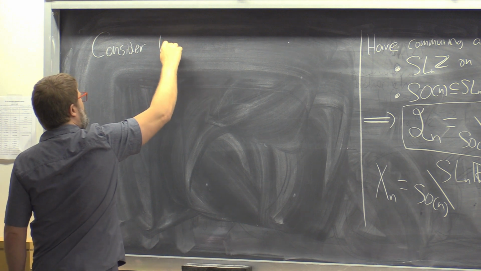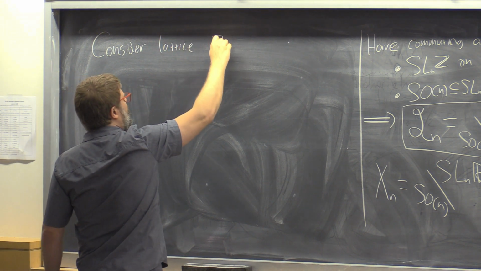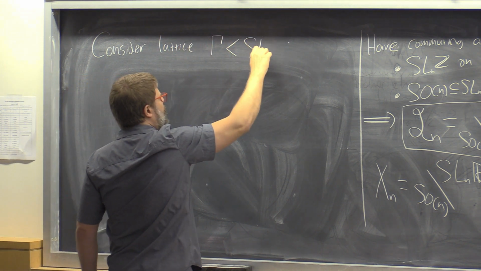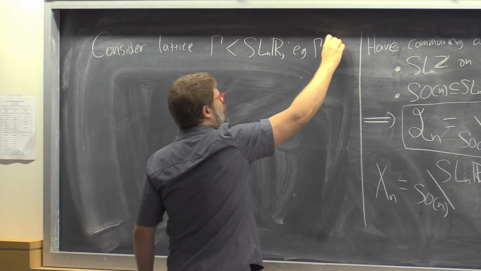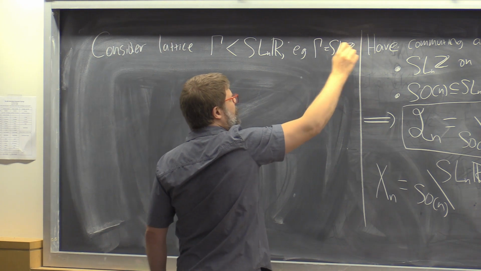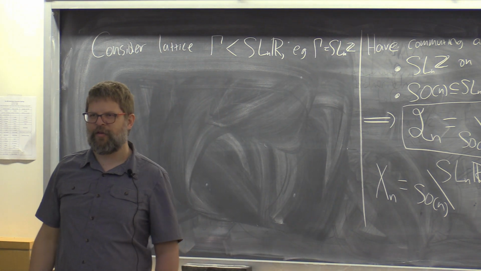So more generally, let's consider a lattice Γ inside SL_n(R), e.g. Γ equal to SL_n(Z). Okay, SL_n(Z) is the one we really care about, but this is true for any lattice.